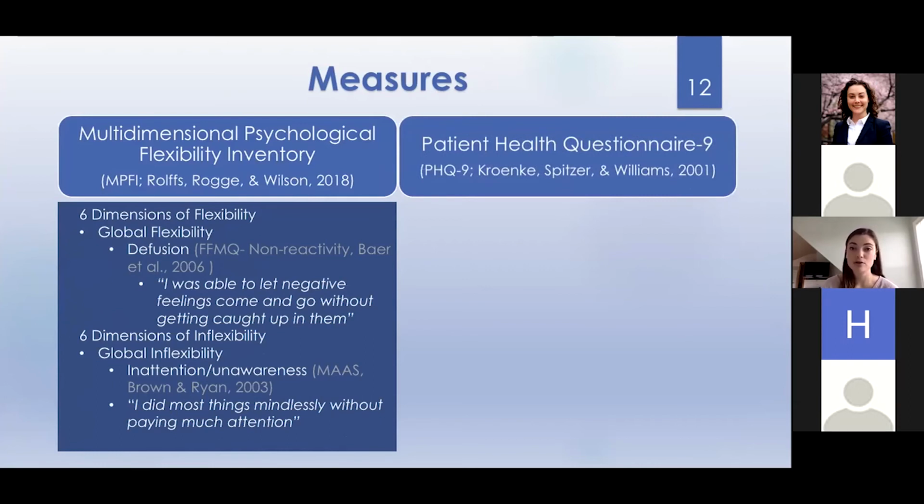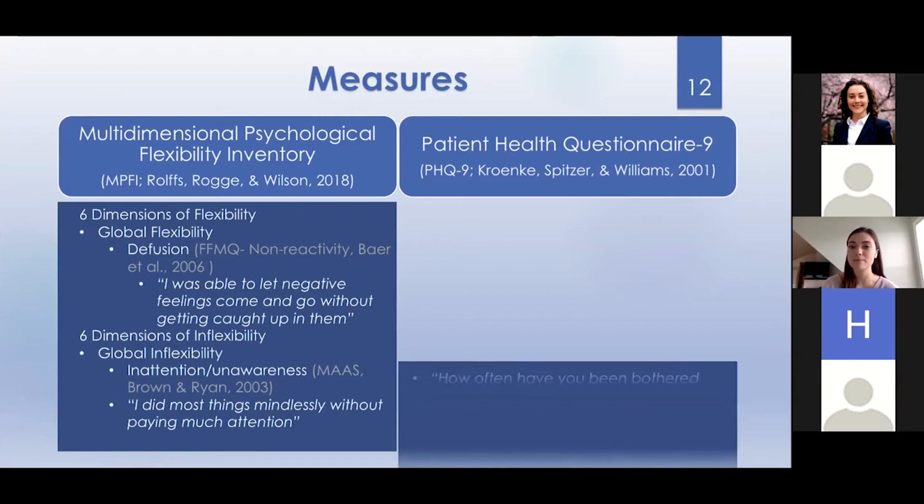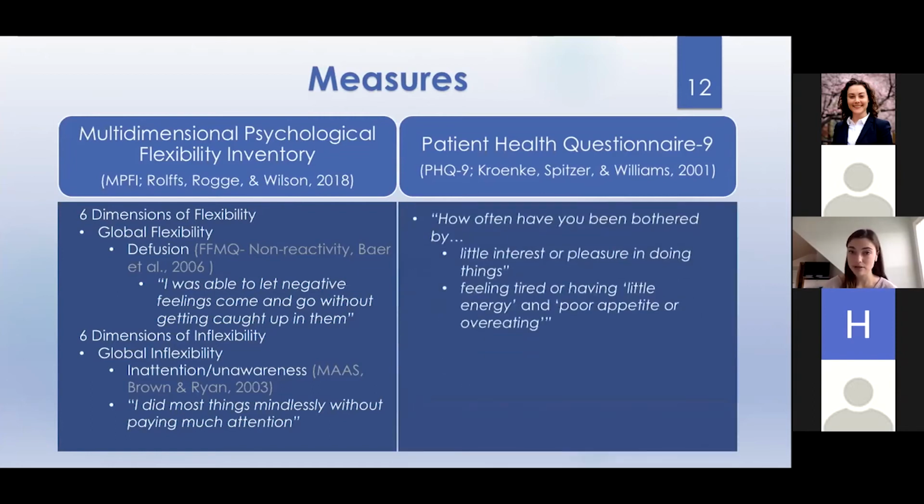And for outcome measures, depressive symptoms was measured by the Patient Health Questionnaire. And the sample item is: how often have you been bothered by little pleasure or interest in doing things, feeling tired or having little energy, and poor appetite or overeating.